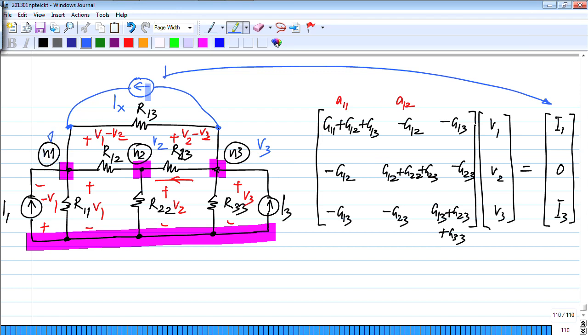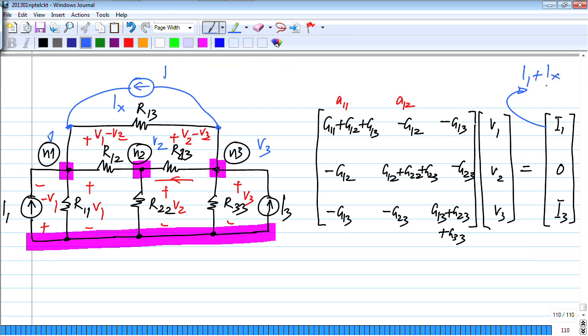If you look at node 1, this current source Ix is pointing towards node 1. So, it adds to the current flowing into node 1. So, instead of this I1, it will become I1 plus Ix. And if you look at this node 3, I3 is flowing in and this Ix is flowing out. So this part will become I3 minus Ix. Okay. And similarly, if I add I2 in this direction, this will be minus I2.